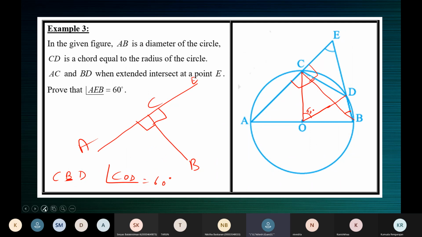Ma'am, CBD is 30 degrees. Who's that? Hitesh. So you were hibernating, is it? Just came out of hibernation?